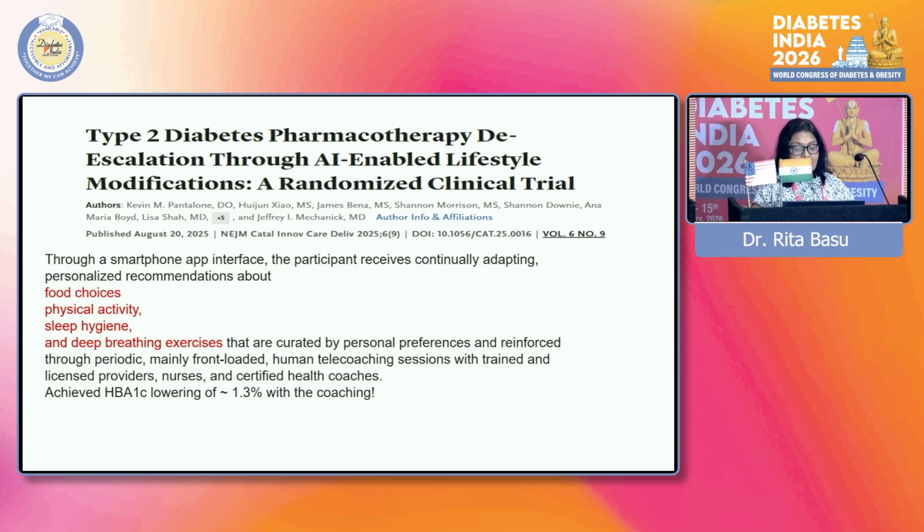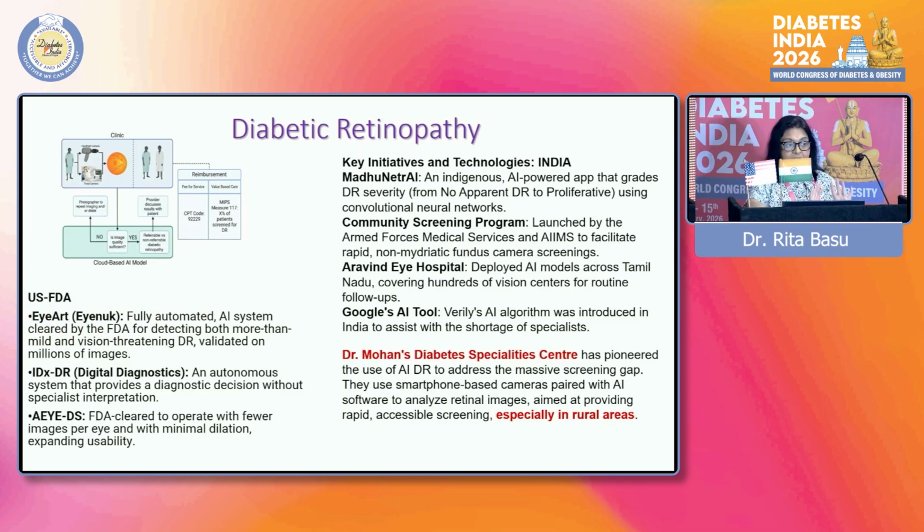What they found was that by doing these curated personal preferences, reinforced through periodic, front-loaded human telecoaching sessions with licensed providers, nurses, and certified health coaches, they achieved an HbA1c lowering of 1.3% with this coaching app. These are two groups of type 2s. They are all taking meds, but this one group really benefited. So we won't dismiss other things easily. We need to treat people, but we also need to look at other factors.